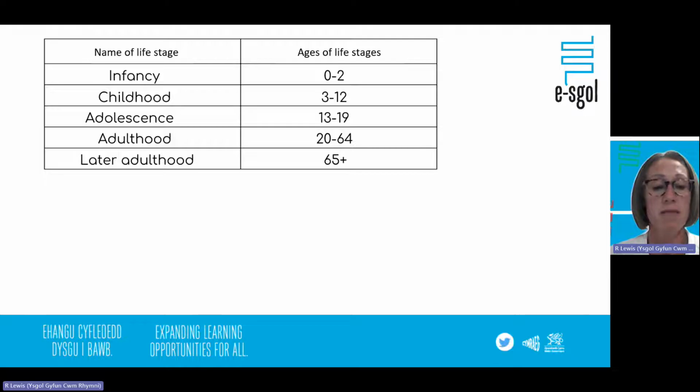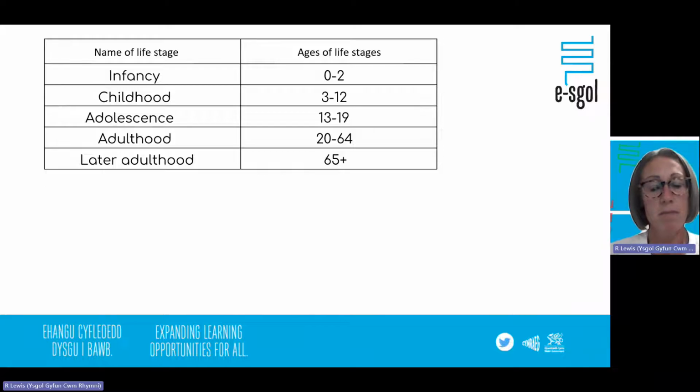is that there are 5 areas of life stages. Okay, it begins with infancy for 0 to 2 years of age. Then we move on to childhood, which is 3 to 12 years of age. Then adolescence, which is 13 to 19 years of age. Adulthood then is 20 to 64 years of age. And then we have late adulthood, which is anything 65 and above.